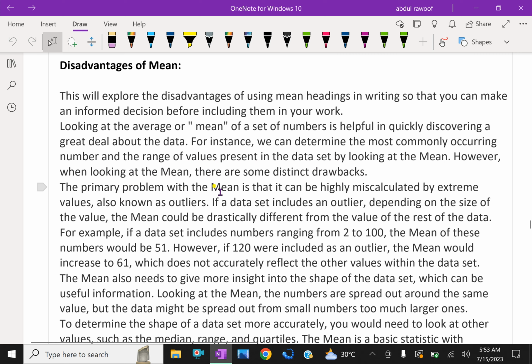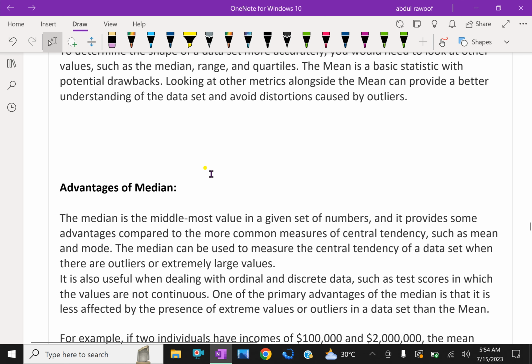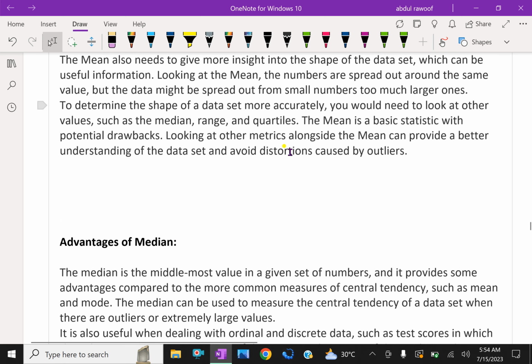However, when looking at the mean, there are some distinct drawbacks. The primary problem with the mean is that it can be highly distorted by extreme values, also known as outliers. The mean is a basic statistic with potential drawbacks. Looking at other metrics alongside the mean can provide a better understanding of the data set and avoid distortions caused by outliers.